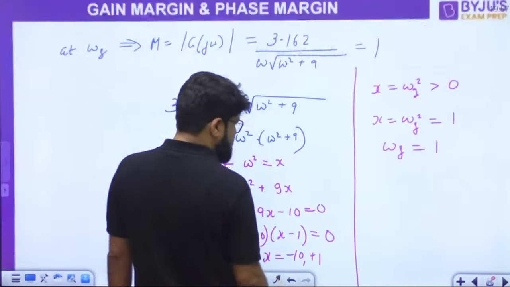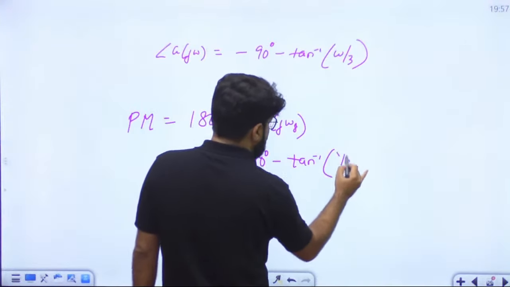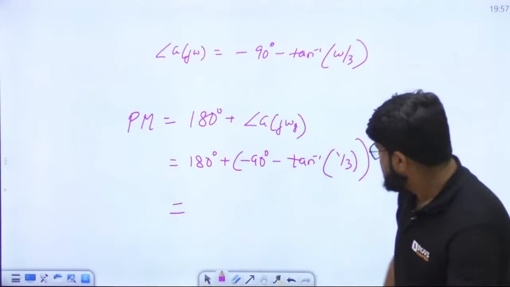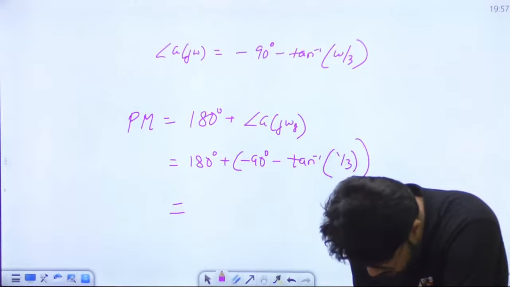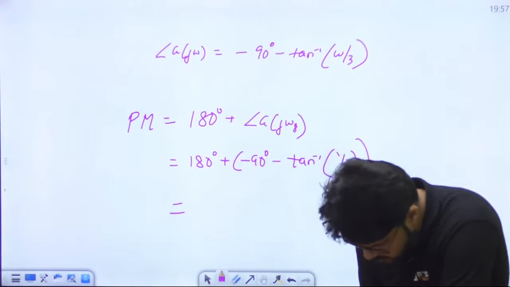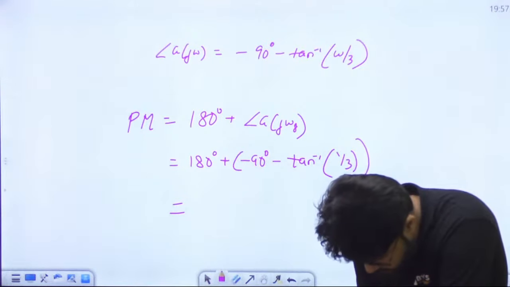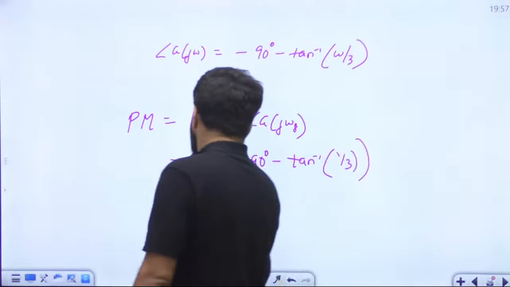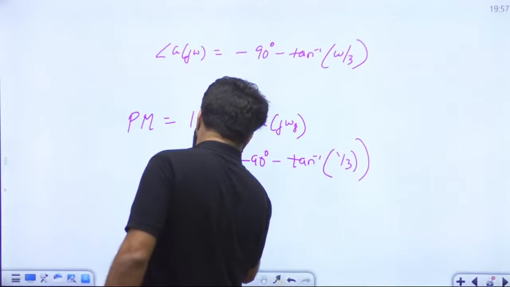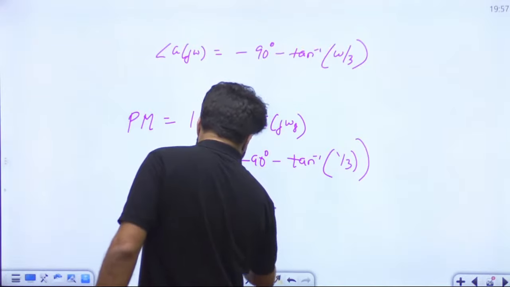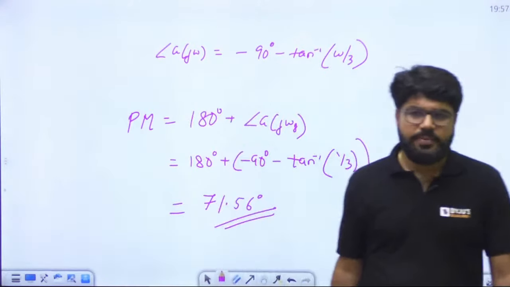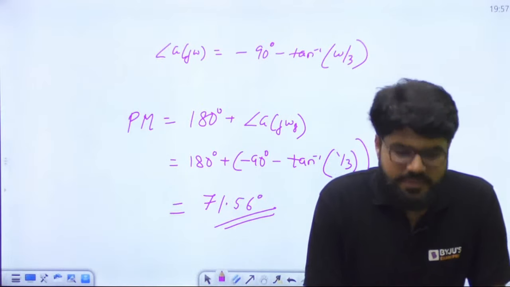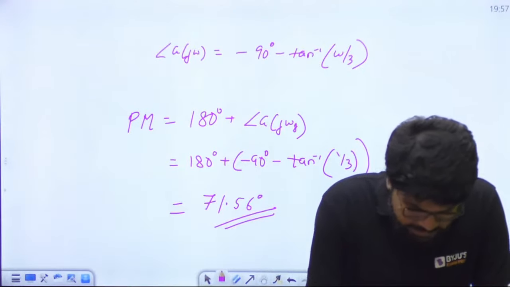What is the value of omega g? 1 by 3. Just complete the calculation. The answer is there in front of you. Only completing this, the answer will come. This is 71.56. The phase margin of the system is 71.56 degree. Simple question. Okay, 71.56 degree, that's it.